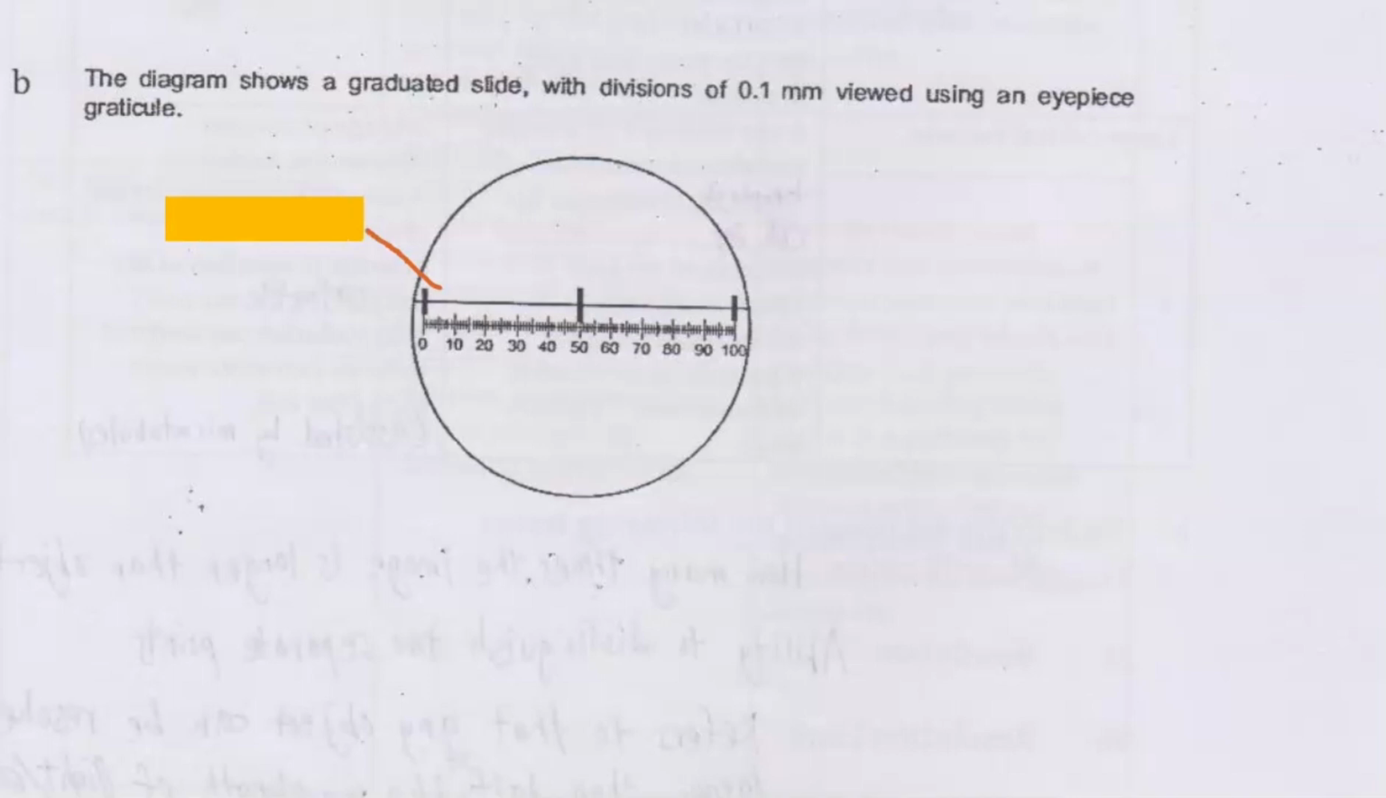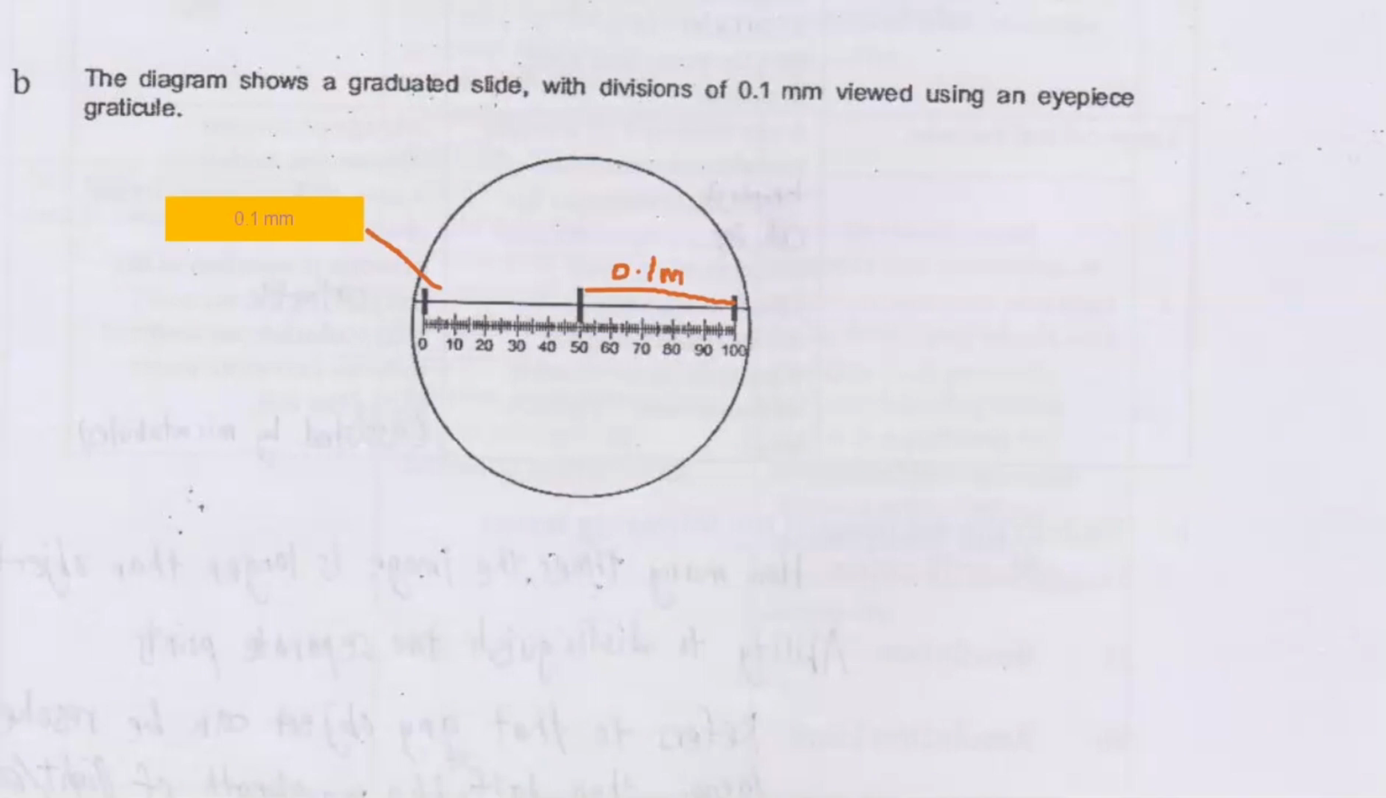Mostly the 0.1 mm scale is used, or it can be 0.01. So we have to look in the exam questions whether it is 0.1 mm or 0.01 mm. I have chosen 0.1 mm here. So one length from one division to the other division, from here to here, is 0.1 mm, and this is a micrometer.